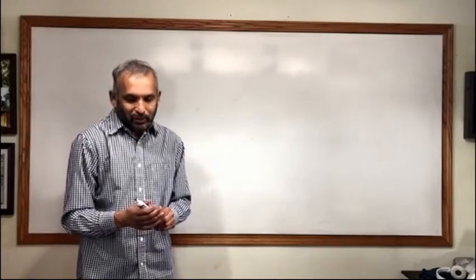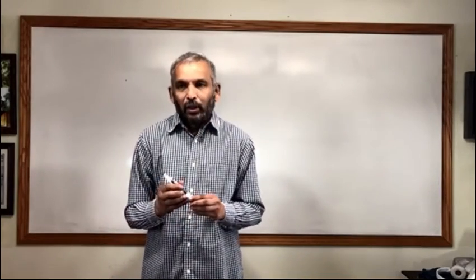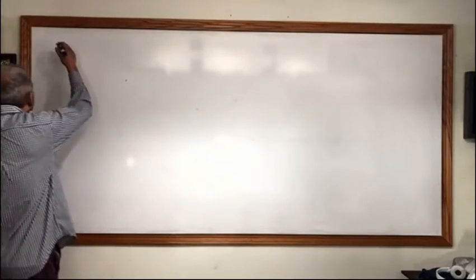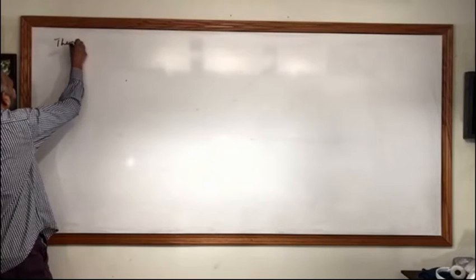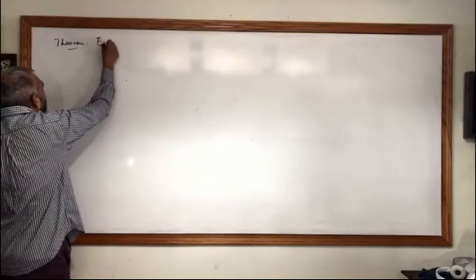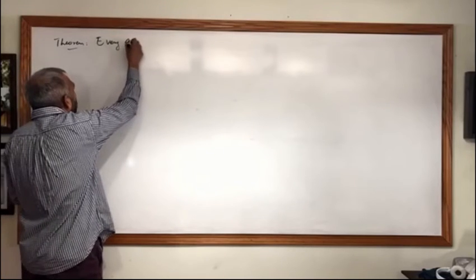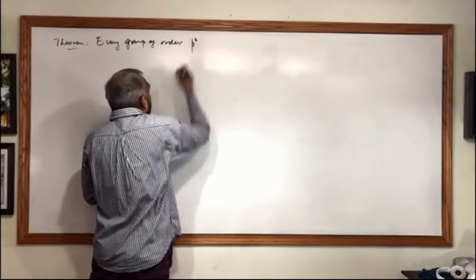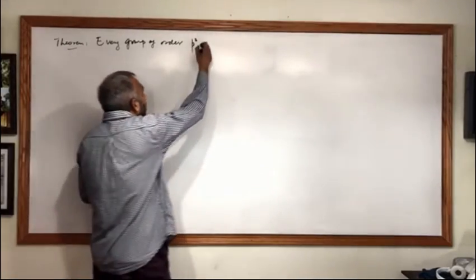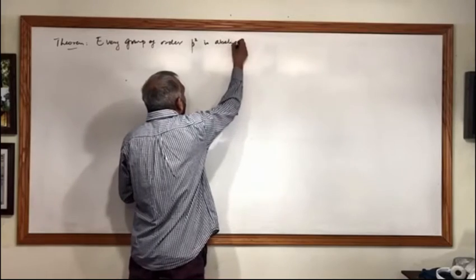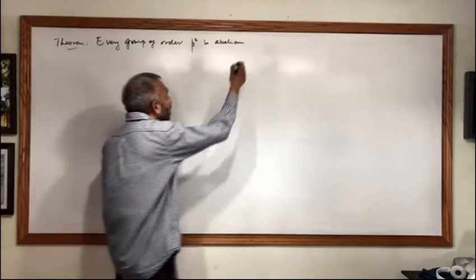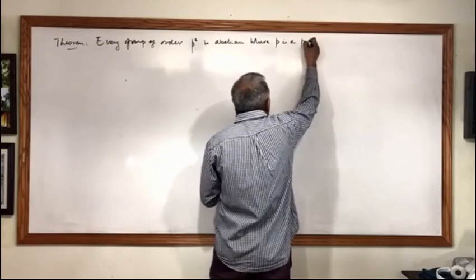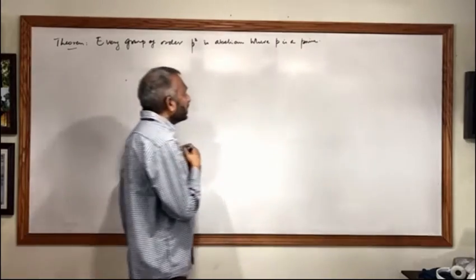Now we are going to use this lemma for an interesting result. Theorem. Every group of order p square is abelian, where p is a prime. Very interesting result.